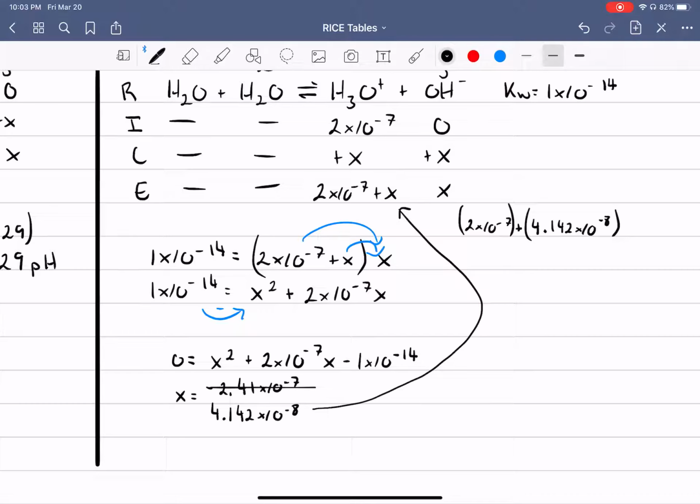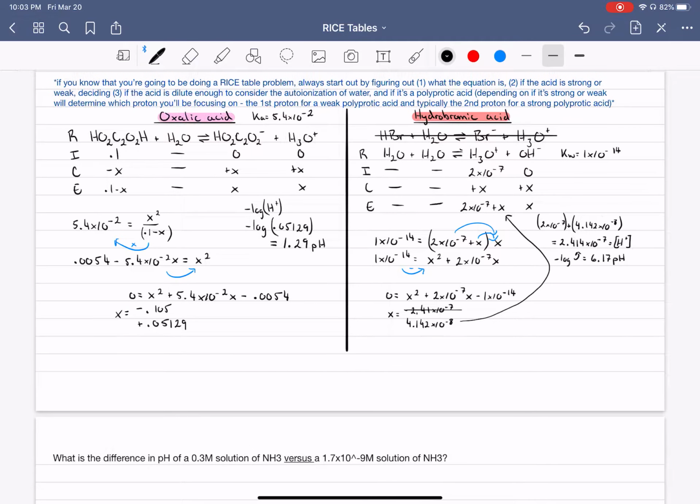What is that going to give us? That should give us 2.414 times 10 to the negative 7th. And that equals, right, the H plus concentration. And so to get the pH, we take the negative log of this, and that should give you 6.17 pH.